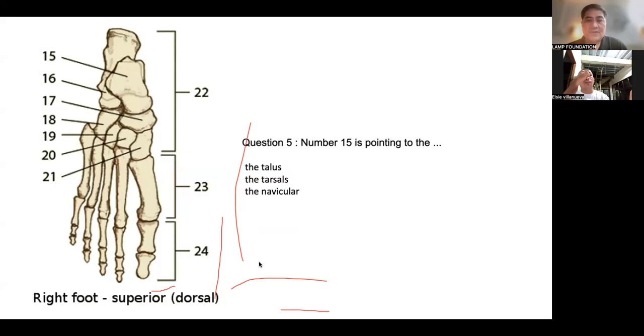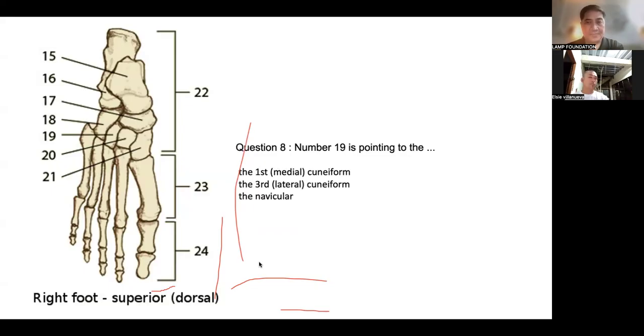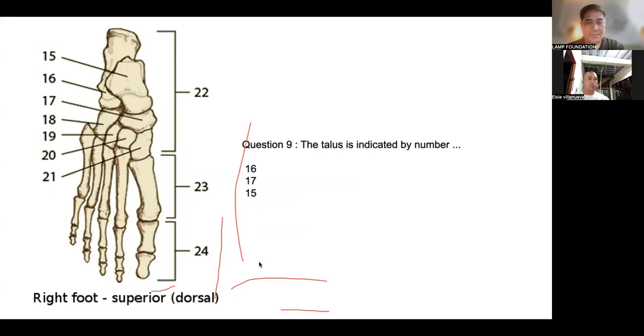Pillar. That's 15. 15 is talus. The talus. Phalanges. Number 24. 16. The calcaneus. 19. The third lateral cuneiform. Talus. Number 15. 18.